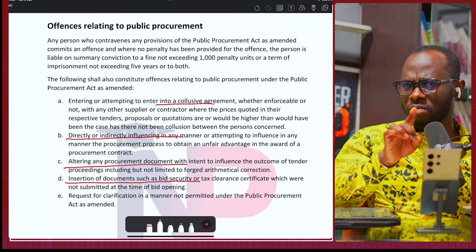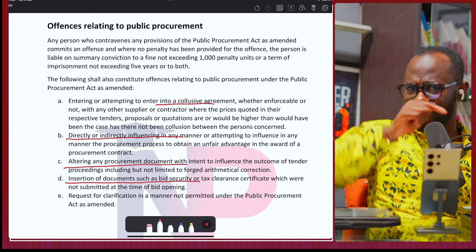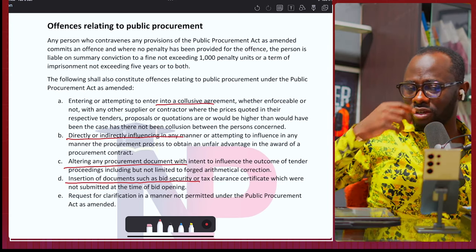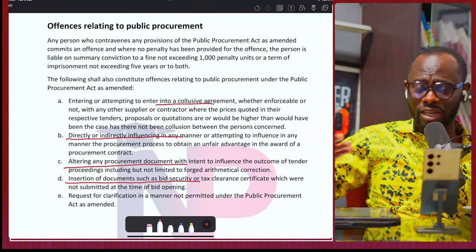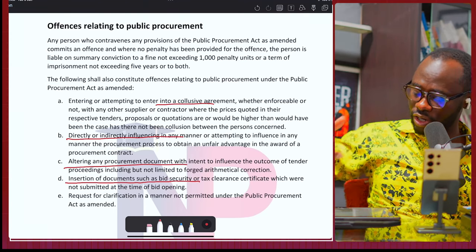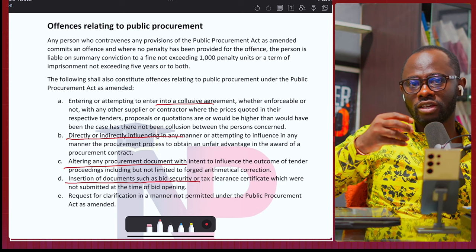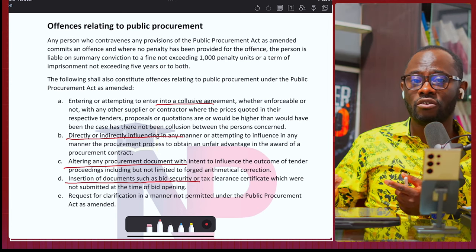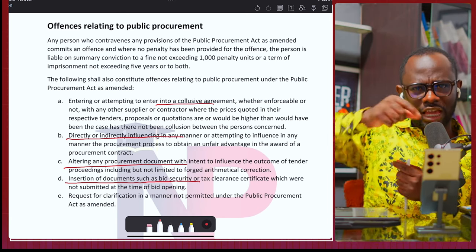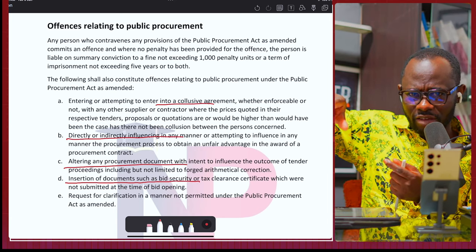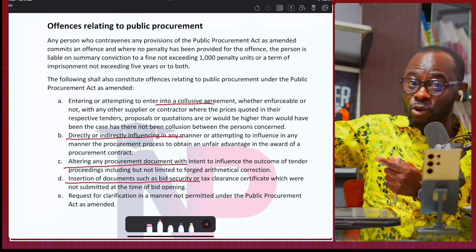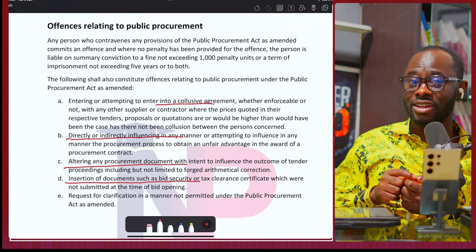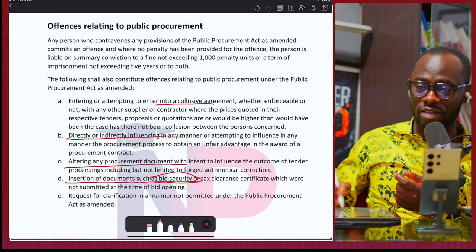But if somebody passed behind the scene, and at the time of the closing of the bid and opening of the bids received, maybe the tax clearance certificate or their bid security is not ready, and they pass behind the scene and give somebody a brown envelope so that later on they will bring it, that's an offense. That's an offense. Now, bid security, I think I've told you about this.